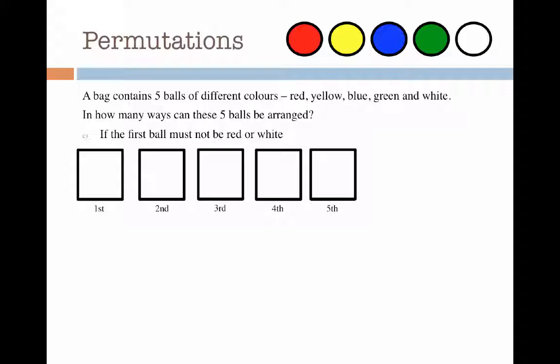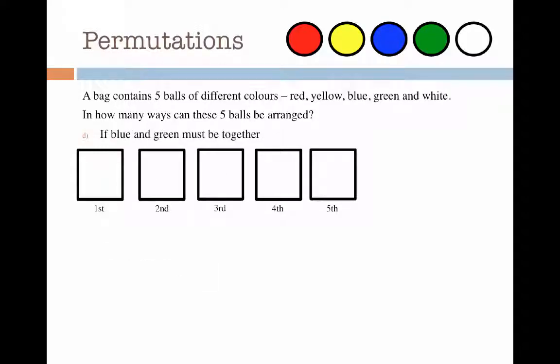Okay, the first ball must not be red or white, which means that there are only 3 selections that we can make for the first ball. For the second, once we've chosen the first ball, we have 4 combinations left, and then 3 for the third, 2 for the fourth, and finally 1 for the fifth. The total number of arrangements will be 3 times 4 factorial, which we get as 72.